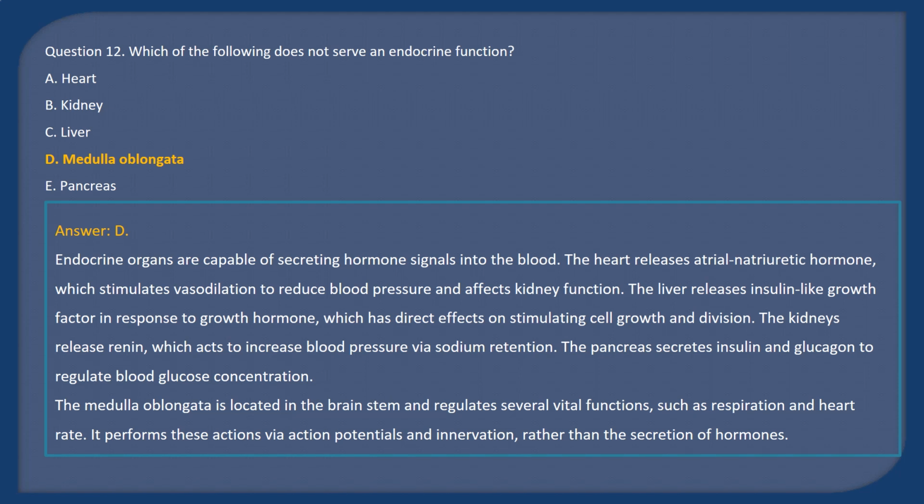The medulla oblongata is located in the brain stem and regulates several vital functions, such as respiration and heart rate. It performs these actions via action potentials and innervation, rather than the secretion of hormones.